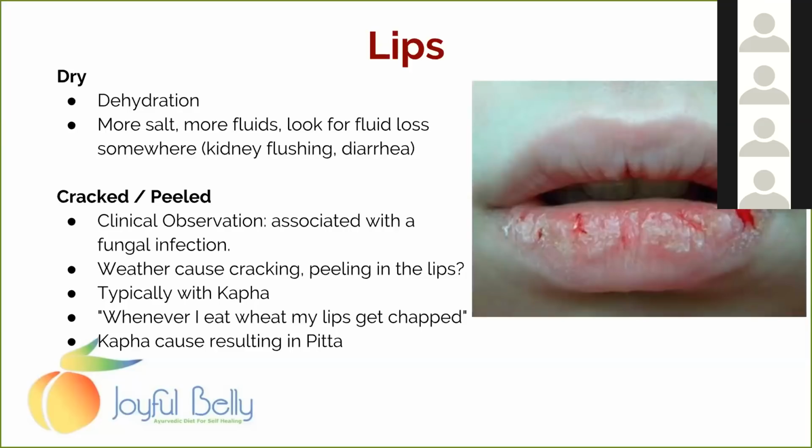And vata people lose a lot of extra water through their kidneys. They pee it out. So they pee too much, and they're always peeing clear urine because their kidneys are always trying to flush out toxins in their blood.